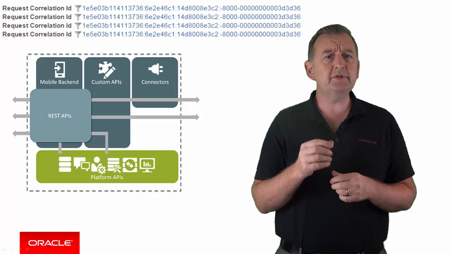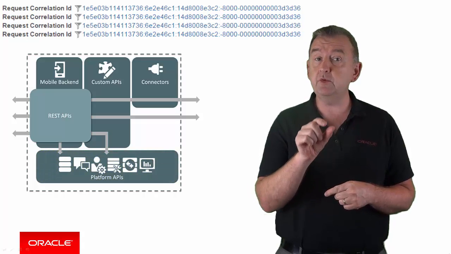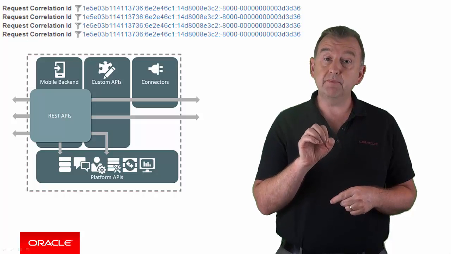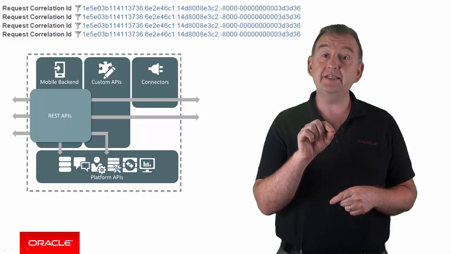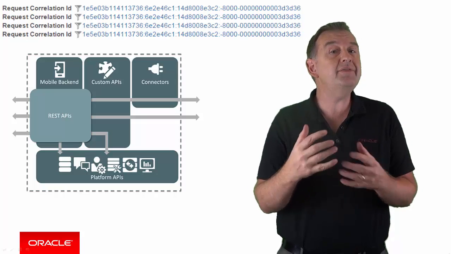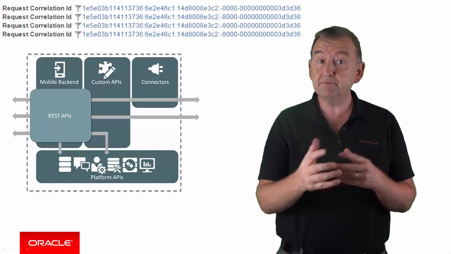So in your logs, you're able to filter on request correlation ID to see all logs associated with that initial request. Furthermore, if your backend system supports it, the request correlation ID is passed in the header to calls that go outside of MCS. So you could even tie request logs that exist on maybe an on-premise system, so it's completely end-to-end. So that's a brief overview of logging and diagnostics in Oracle MCS.